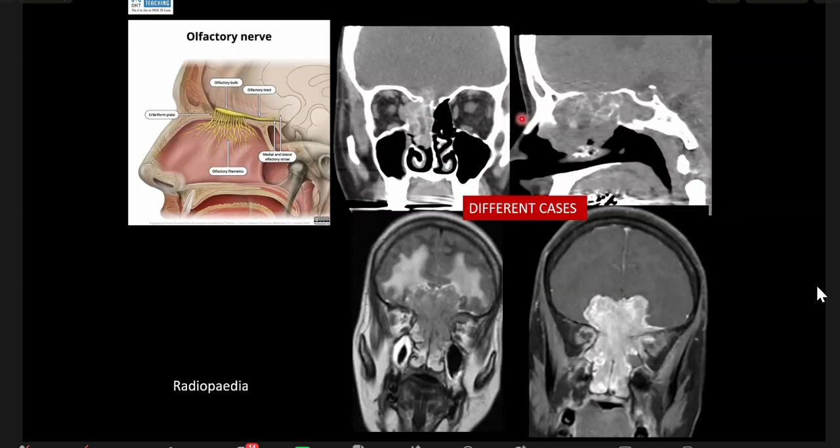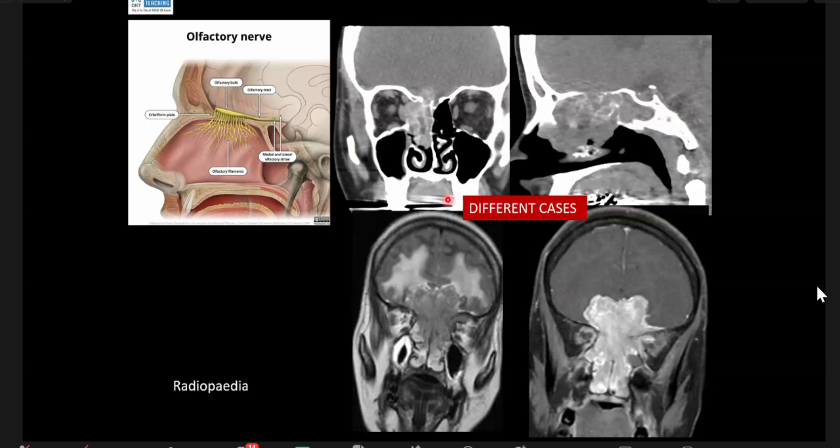These cases are also from Radiopaedia. This diagram is also from Radiopaedia, and you can see that it will arise from these nerves. A portion of it will be here, and a portion will go superiorly into the intracranial cavity. Look at the CT scan, how from the ethmoid sinus it is going into the intracranial cavity. This is another case from Radiopaedia where you see a lesion just like our case, with a lot of edema and how it is enhancing.